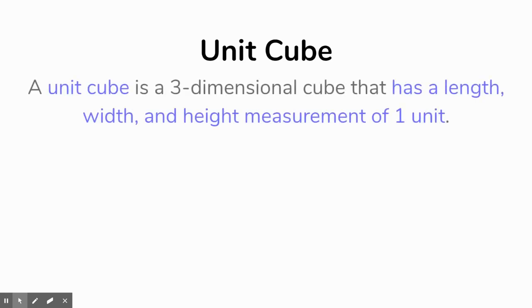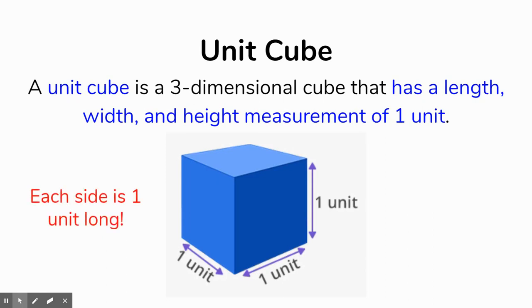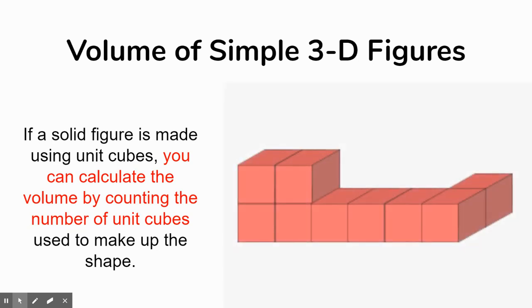A unit cube is a three-dimensional cube, and all of the sides are 1 unit long. So the length, the width, and the height all measure 1 unit, and we use those to calculate volume. For simple 3D figures, we can just count unit cubes. So this is a simple figure. It's made out of unit cubes. To find the volume, we're just going to find the total amount of cubes that were used to build it. So if you count the cubes here with me, there are 1, 2, 3, 4, 5, 6, 7, 8, 9 cubes, which means this has a volume of 9 cubic units.